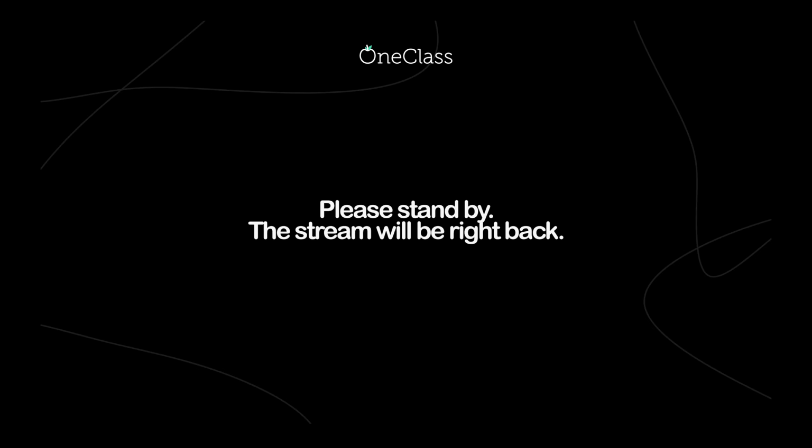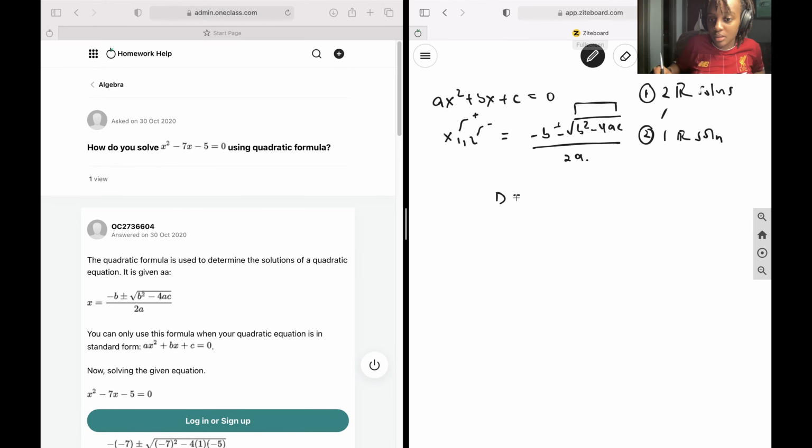Or you can get one real solution, and this would be, in this scenario, the discriminant. So the discriminant is equal to b squared minus 4ac is equal to 0. So two real solutions is for d greater than 0. And 3, you could get two complex valued solutions.